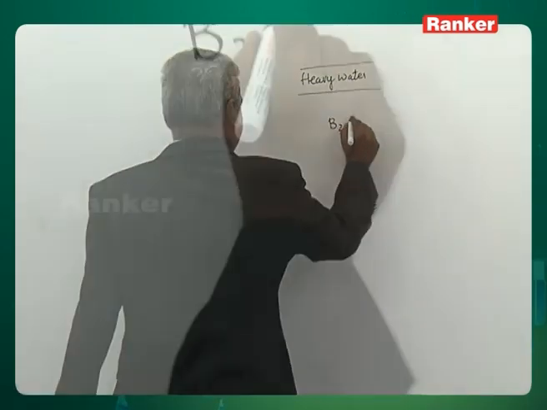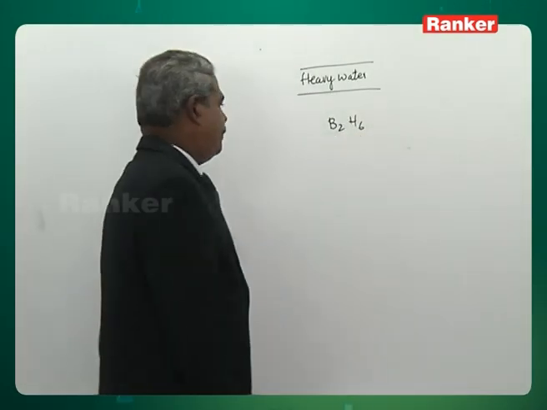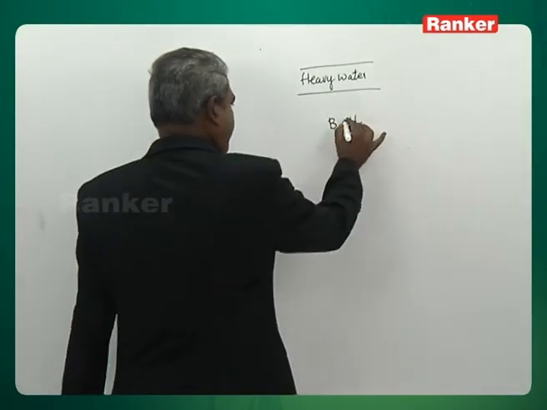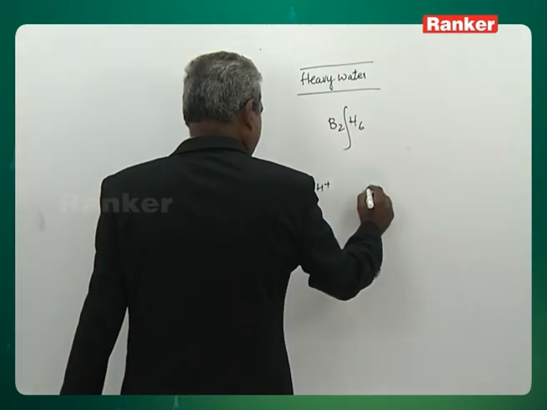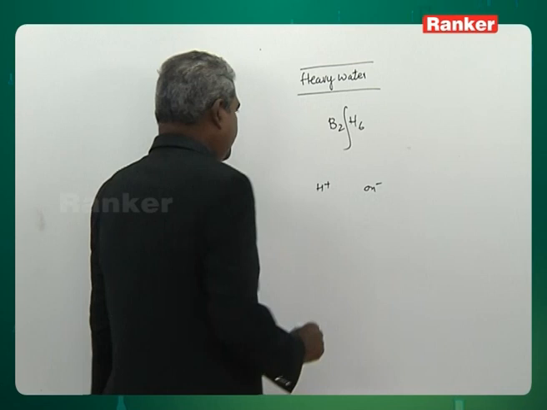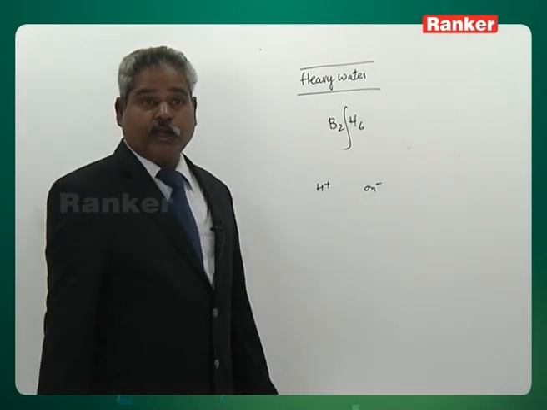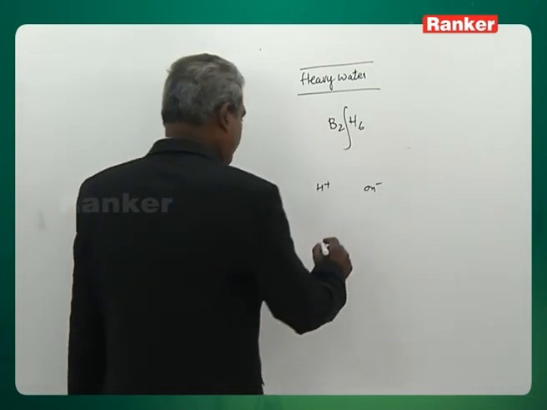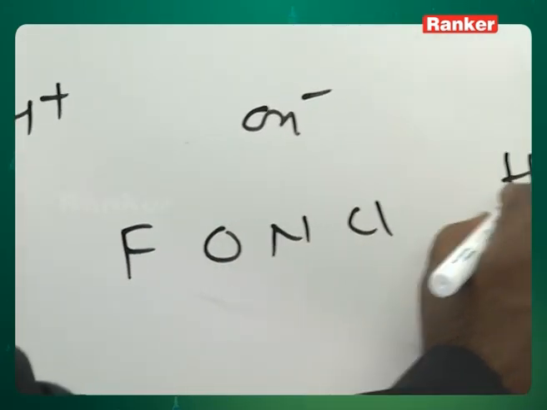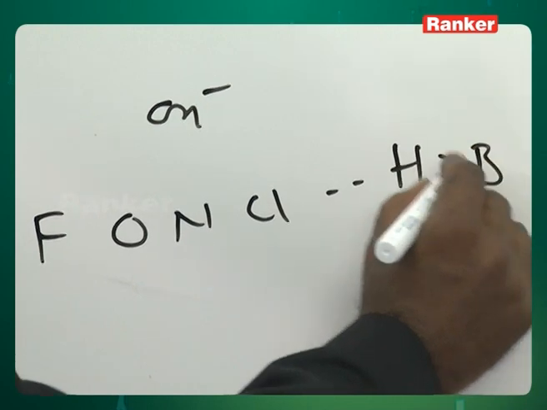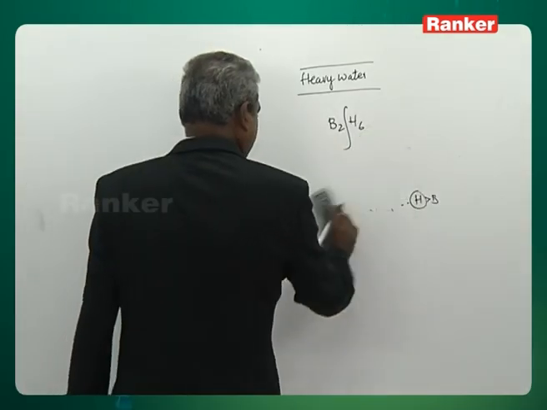B2H6. Hydrolyze that carefully. Break the bond: H plus on one side, OH minus on the other. Where will H plus go? H plus, I said, will go to whoever is more electronegative. And what do you remember about electronegative order? FONCl, hydrogen greater than boron. Hydrogen is more electronegative than boron.